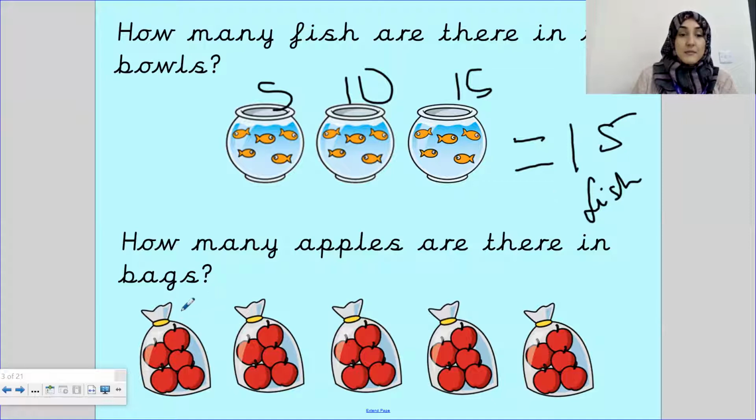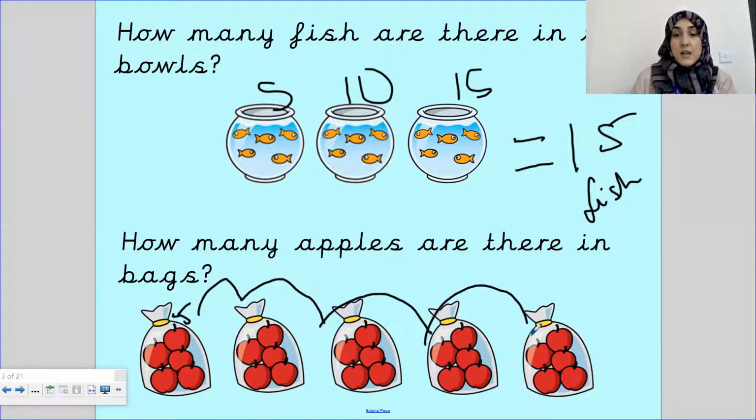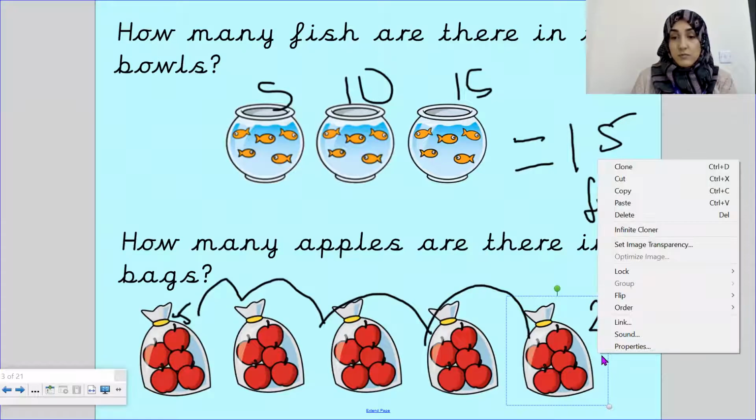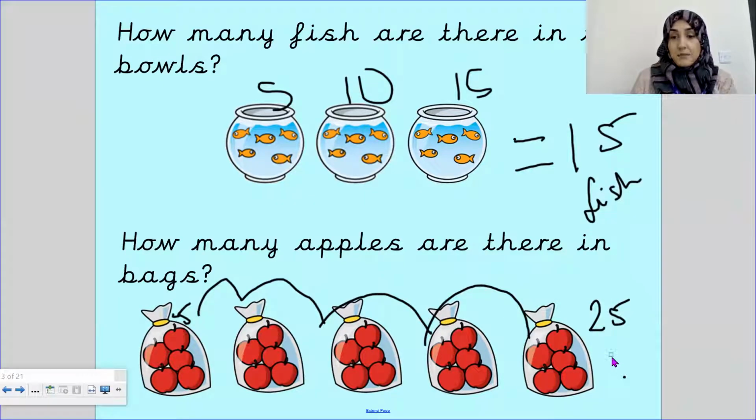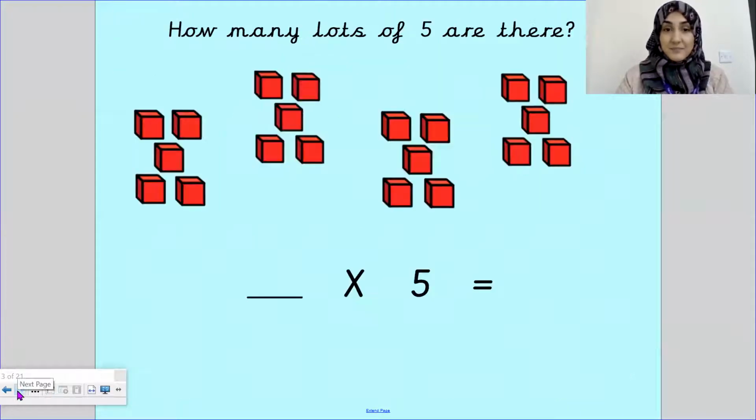Okay, let's count the apples. 5, 10, 15, 20, 25. So there are 25 apples all together. Okie dokie. Thank you very much for counting with me.